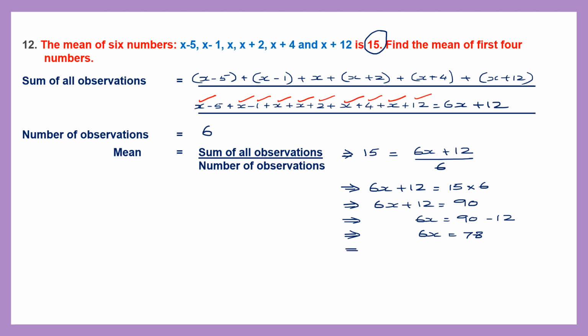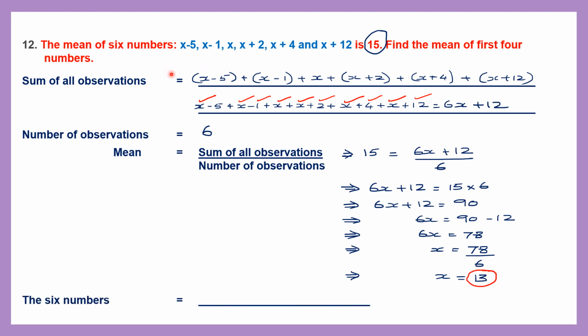So now we can find the value of x. x will be equal to 78 divided by 6. 78 divided by 6 is 13. So the value of x is 13. So we have found x now. With the help of this value of x, we can find all these numbers by replacing x with 13. So we're going to find all 6 numbers.